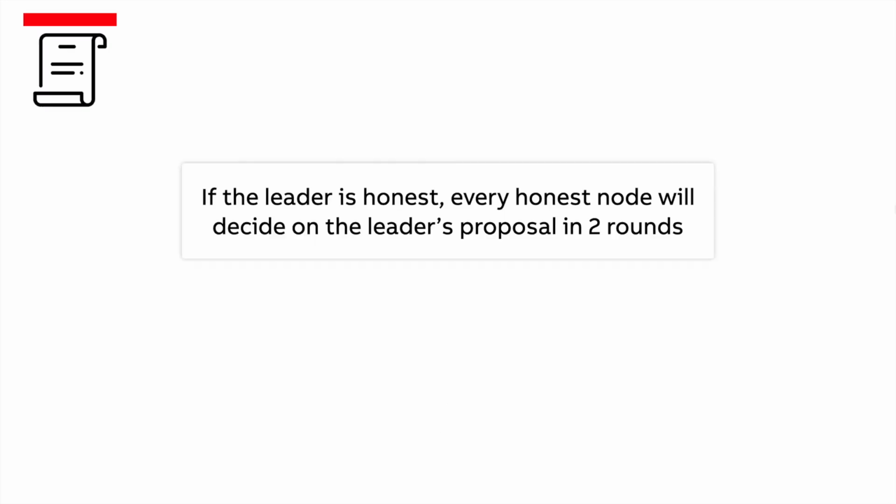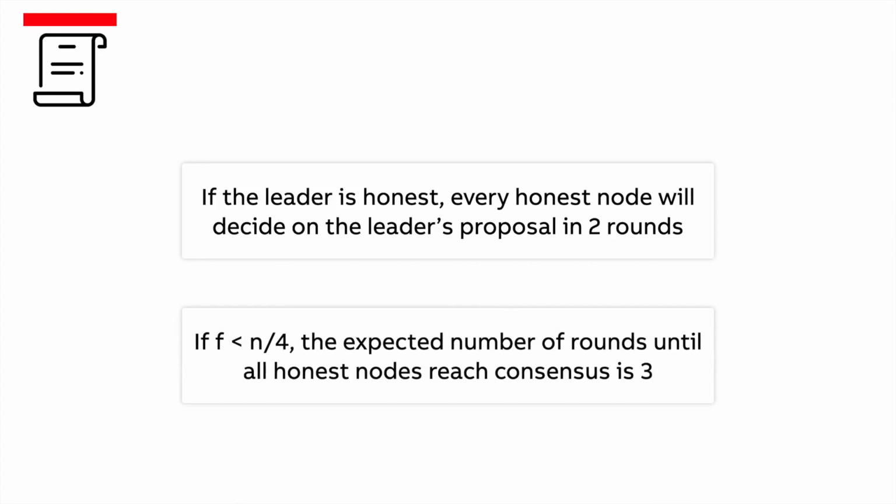Having seen the full protocol, let's look at some of the main results. The first result is that 2 rounds suffice to reach consensus if the leader is honest. This is very easy to see, as we essentially proved it when discussing the second stage of the algorithm. The second result that I want to mention here is that the expected number of rounds is at most 3 if f is lower than n/4. We will not prove this statement here, the details are in the paper.